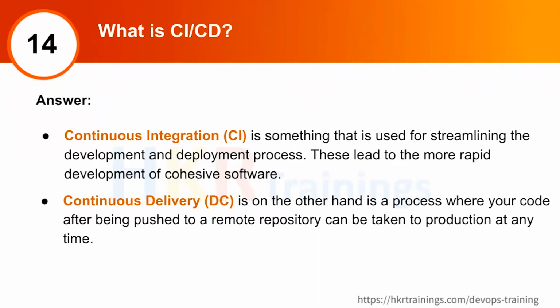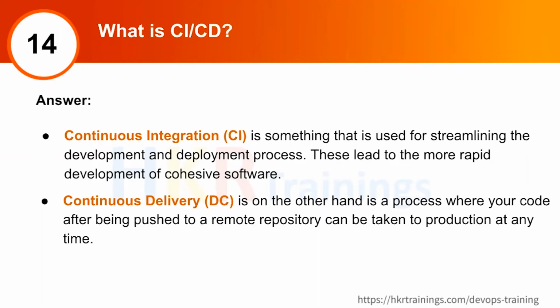Continuous delivery, on the other hand, is the process where your code, after being pushed to the remote repository, can be taken to production at any time. Whenever we build code and get some kind of package out of it, for example in the case of Java a jar file, continuous delivery is the task where we put that jar in Artifactory, so that whenever we want to deploy to any production or other environment, we can use that jar from the Artifactory and don't need to rebuild the whole project again.